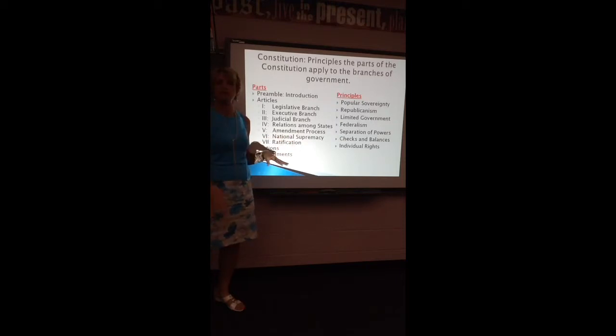The national supremacy, that the Constitution is above all other governments. And how do you change? What is the process for ratifying and changing things in the Constitution? Then there are the amendments, the actual changes to the Constitution.